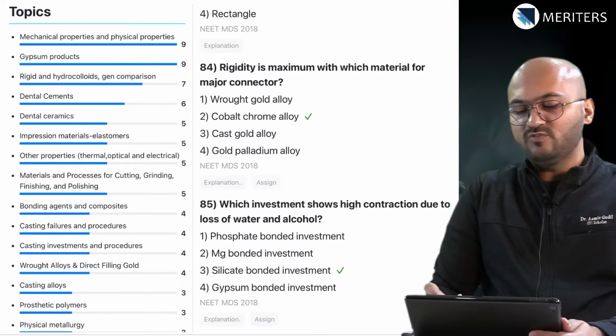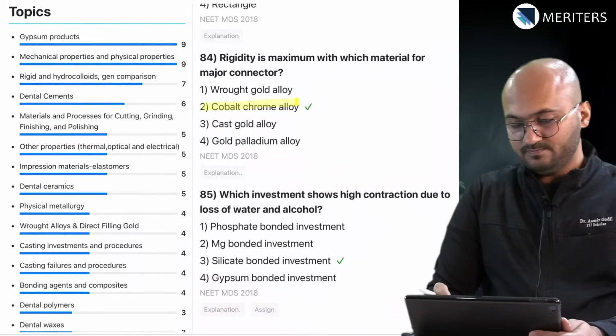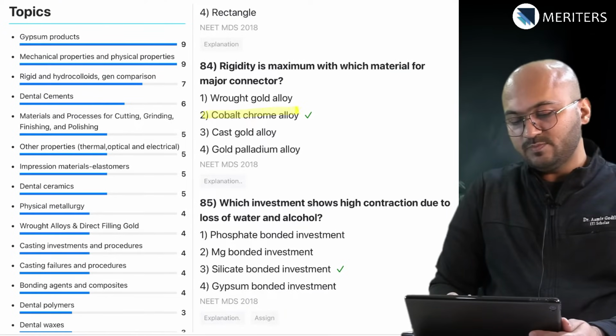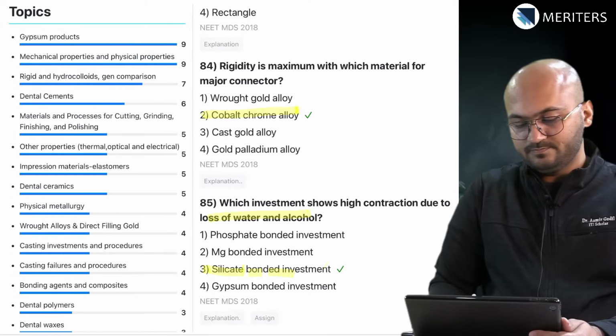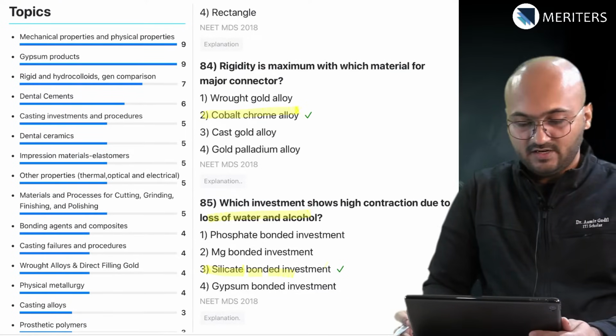Rigidity is maximum with which material for major connector? Cobalt chrome alloys, also an RPD question. And last question is which investment shows high contraction due to loss of water and alcohol? Silicate bonded investment materials. Right, so that's an investment material question.